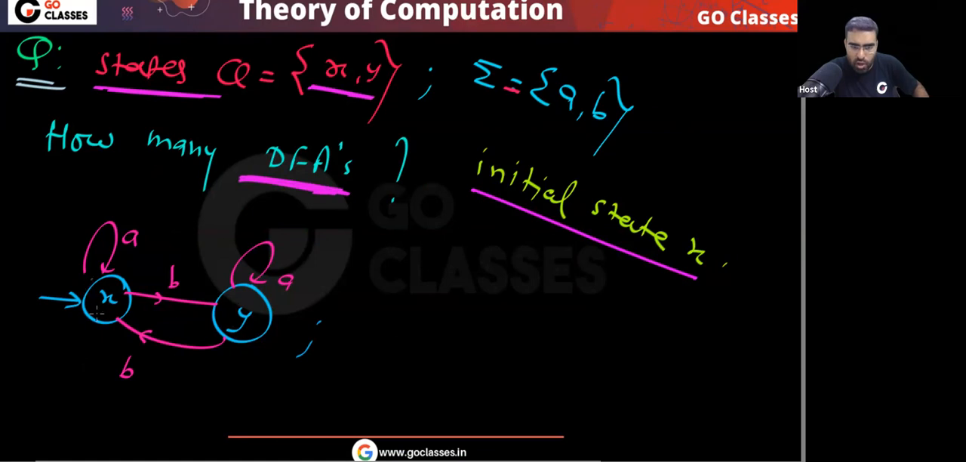You can make none of them final state, so you will get this. Or you can make this final state. Or you can make this final state. Or you can make both of them final state.